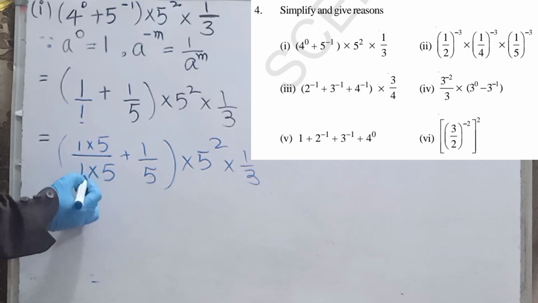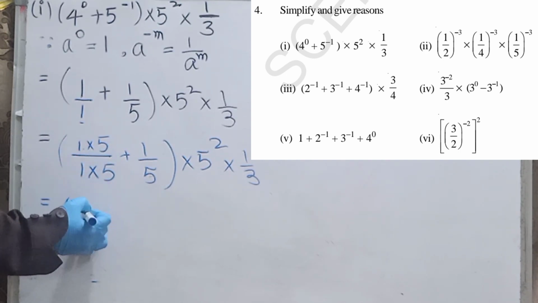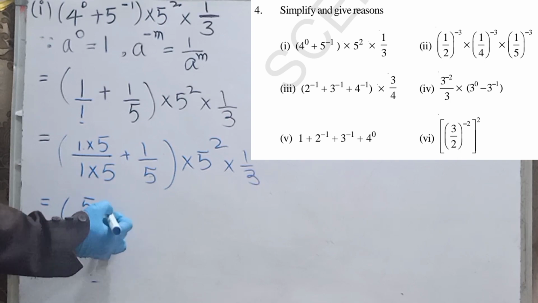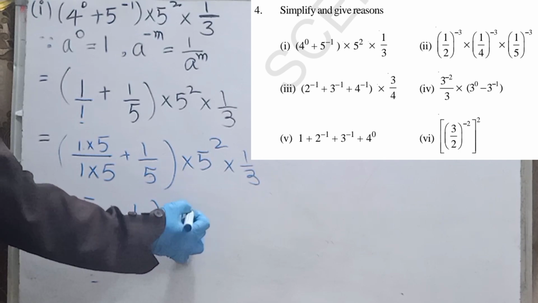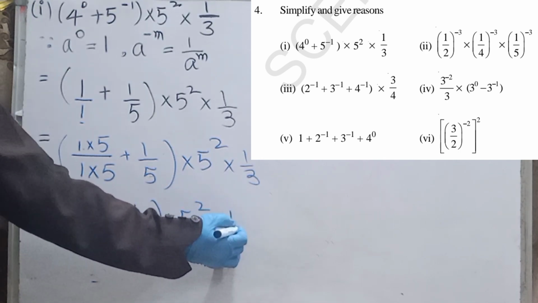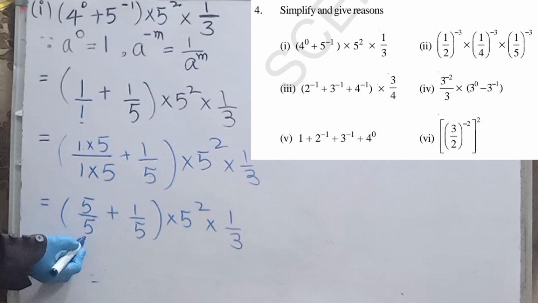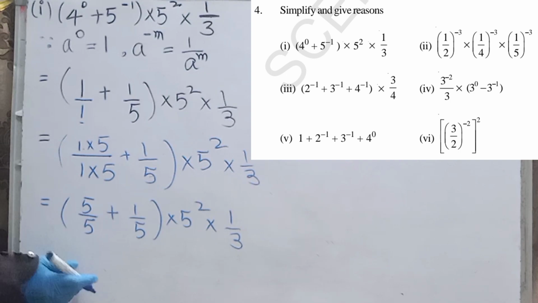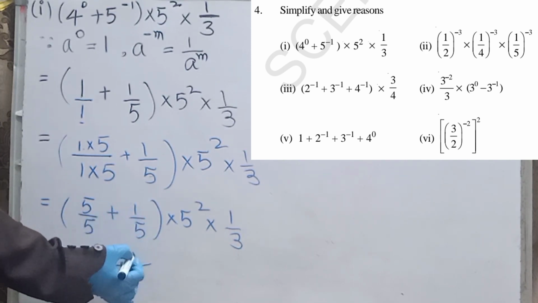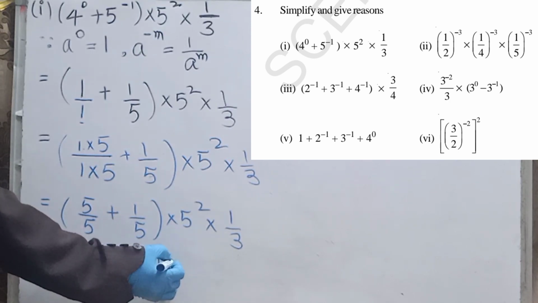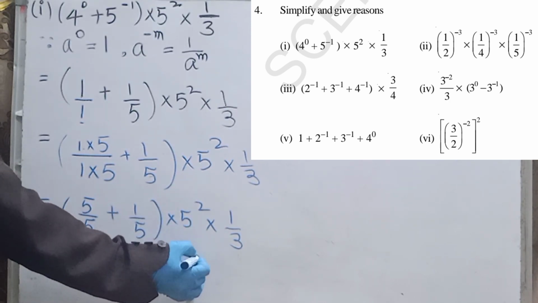Now this is equal to what? 5 by 1 plus 1 by 5, into the remaining question as it is. So what we got here, the LCM is now 5. Both sides we got 5. So we can write a line here and write 5 over it. Then the numerator we have to copy as it is: 5 plus this 1, into 5 square, which is nothing but 5 into 5.